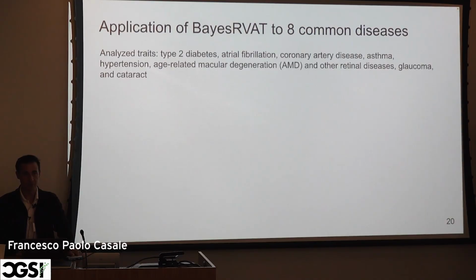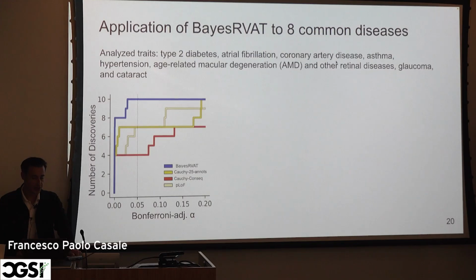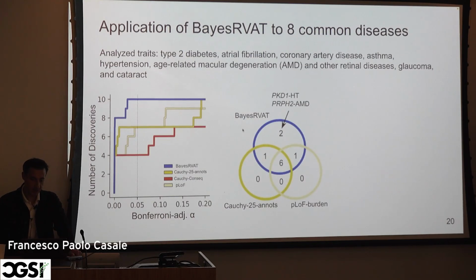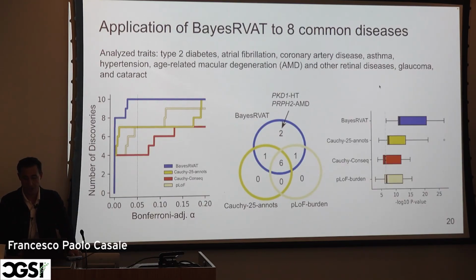Great. We also support binary traits. It's an extension in which we replace the Gaussian likelihood with a Bernoulli likelihood, and now we can also do binary traits. Here we analyze 8 common diseases in the UK Biobank. We see very similar results, with a higher cumulative number of discoveries. We identify all the hits found by other methods plus 2, and we have lower p-values in general at the genes identified by at least one method.